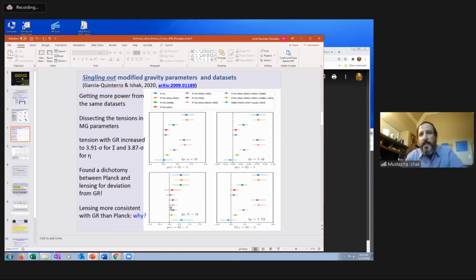Maybe some answer is in this fourth plot here, where we fixed sigma to 1, and we know that sigma is sensitive to the Weyl potential, to the motion of massless particles. So when you fix sigma equal to 1, there is consistency all over the board. But this is a work in progress.